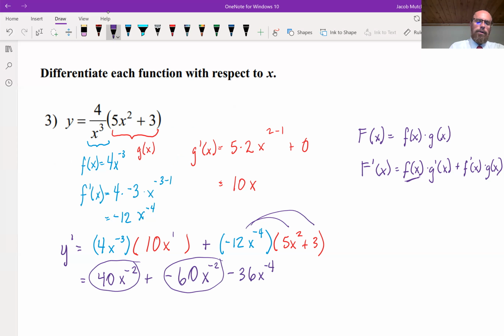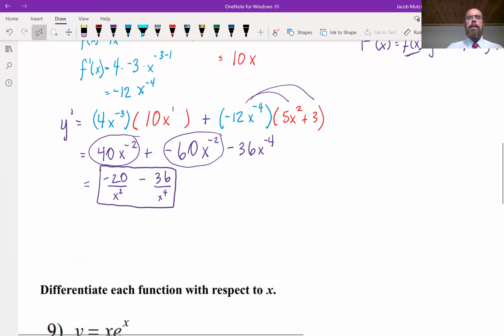So 40x to the power of negative 2 plus negative 60x to the power of negative 2 is going to be negative 20. And at that point, I'm going to return the x squared so that it's got a positive power. So it drops down to the denominator. I'll do the same with the 36x to the power of negative 4. That's minus 36 over x to the power of positive 4. And that is simplified. So again, we just treat the power of x in the denominator as a negative, and then we can move it back down for that final answer so that all the powers are positive.